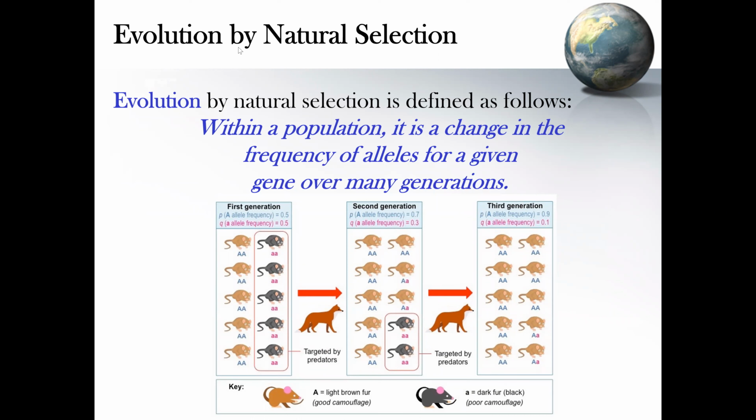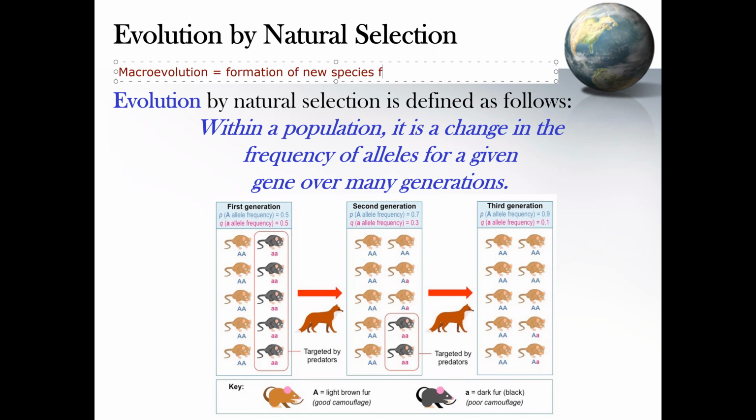So evolution. There are actually 2 types of evolution. There's descent with modification. We also call that macroevolution. And that is the formation of species, like I just showed you. So macroevolution is the formation of new species from a common ancestor. Macro means like large scale.